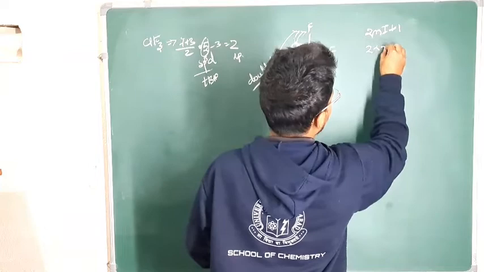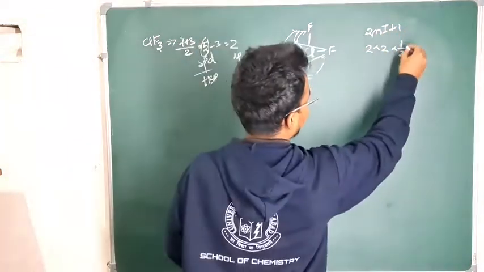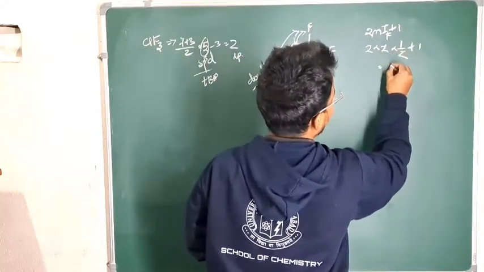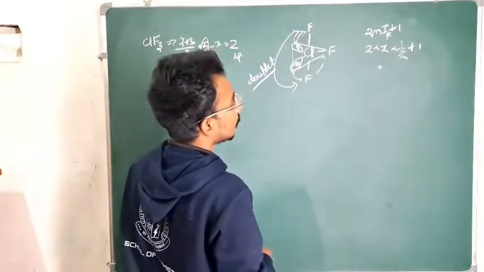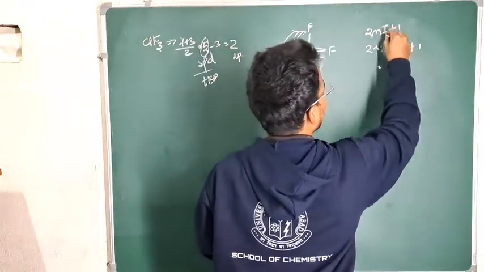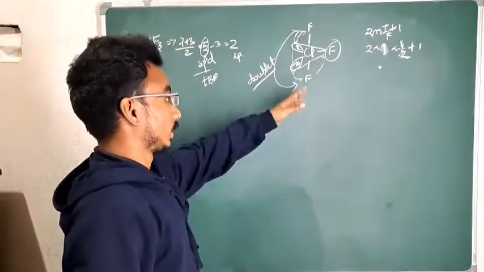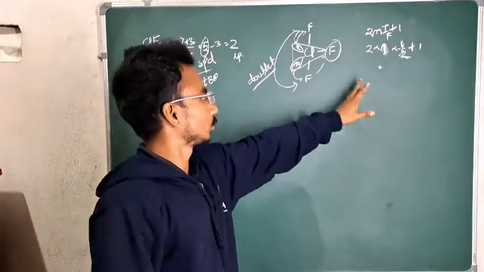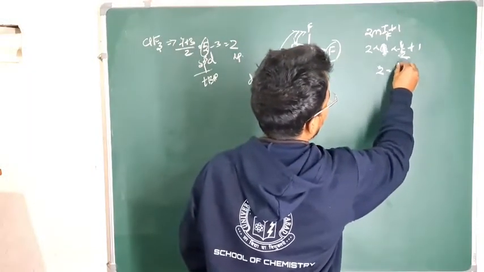So 2 into n into half, the spin I value of fluorine, plus 1. The number of neighboring atoms here, n, I mistakenly put 2. We have to put the neighboring atom, so the neighboring atom is 1, so here 2 will come, meaning doublet.